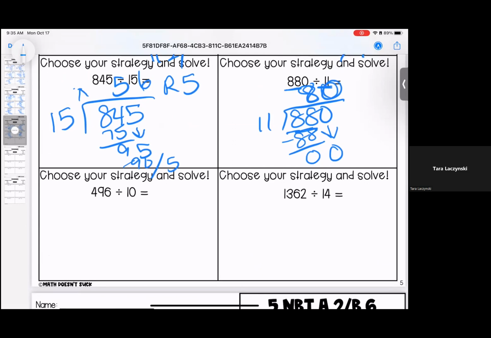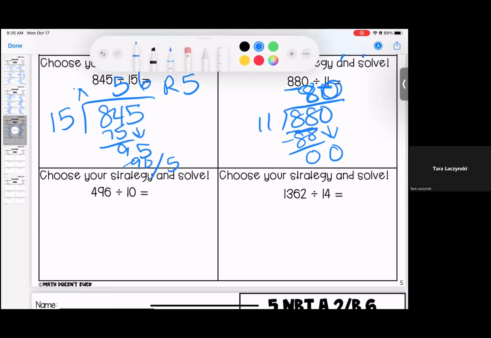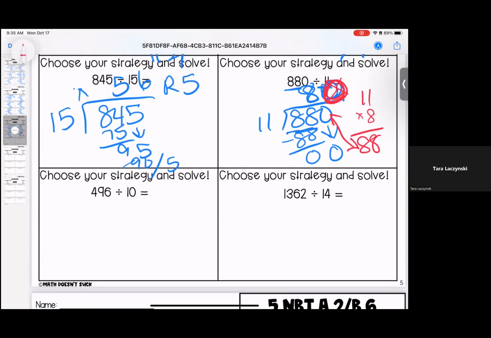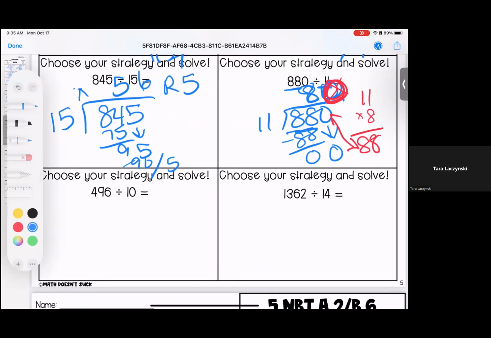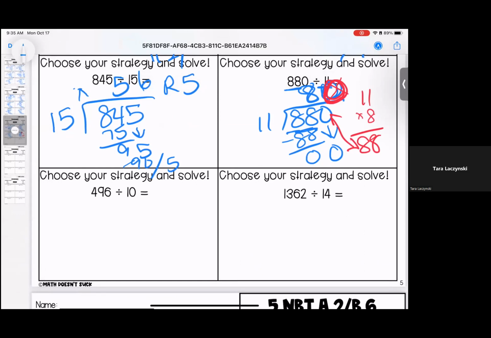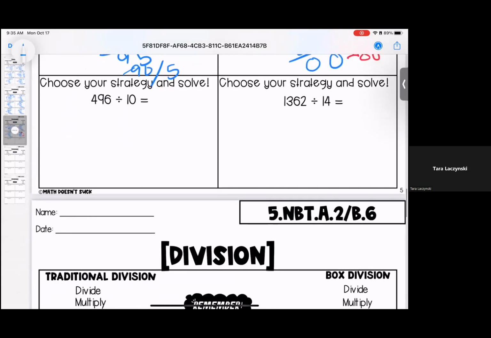It divides in evenly. But remember, I need to ask myself, does this answer make sense? Because if I had just gotten 8, and I left this 0 out of my answer, and I checked my work with multiplication, I would only get 88. So make sure that we remember to put those zeros in to show when something doesn't fit. It's really important that every number gets a turn and every number is expressed in our quotient.